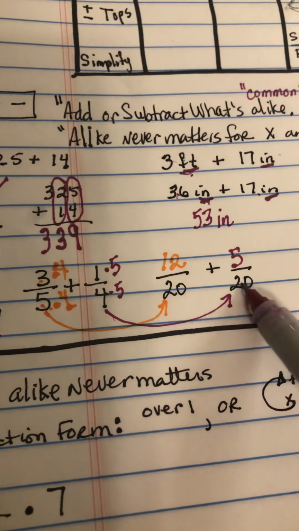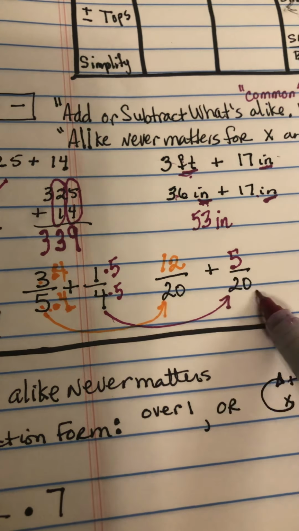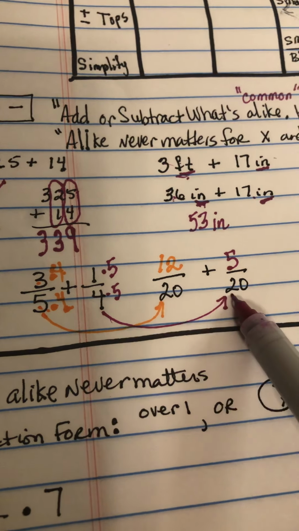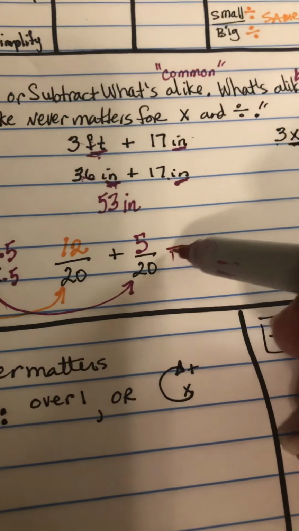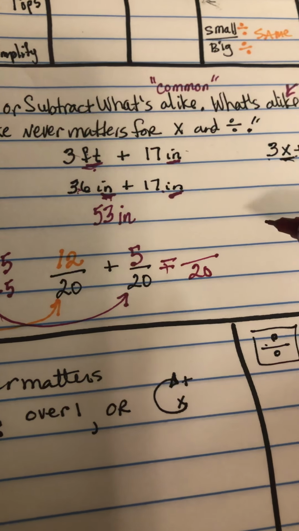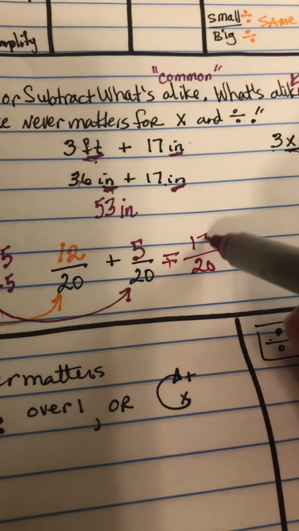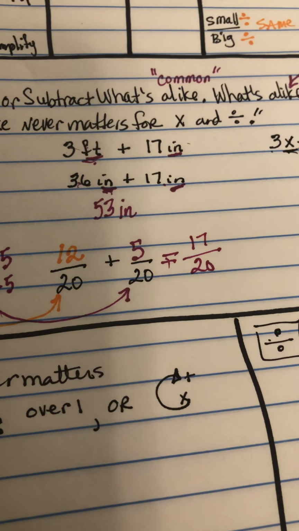So now that we have the like denominators, we can add or subtract them because they're alike, and what's alike stays alike in the answer. So we know it's going to have a 20 on the bottom. And so 12 and 5 is 17. So the answer is 17/20.